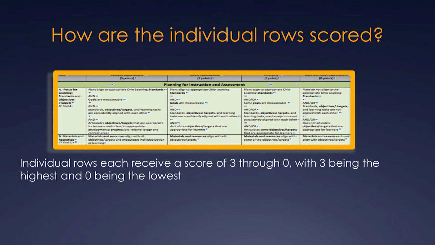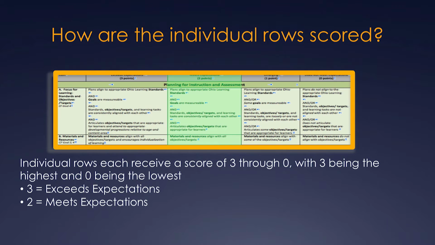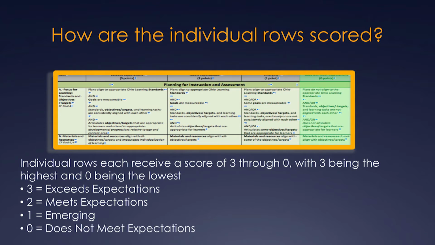For each individual row, a student teacher may earn a score of 3 to 0. Scores are arranged from right to left, with the highest on the left and the lowest on the right. A score of 3 indicates that a student teacher exceeds expectations. A score of 2 means he or she meets expectations. A score of 1 means a student teacher is emerging in the skill. And finally, a 0 means the student teacher does not meet expectations. These ratings will be defined more thoroughly over the course of the next several slides.